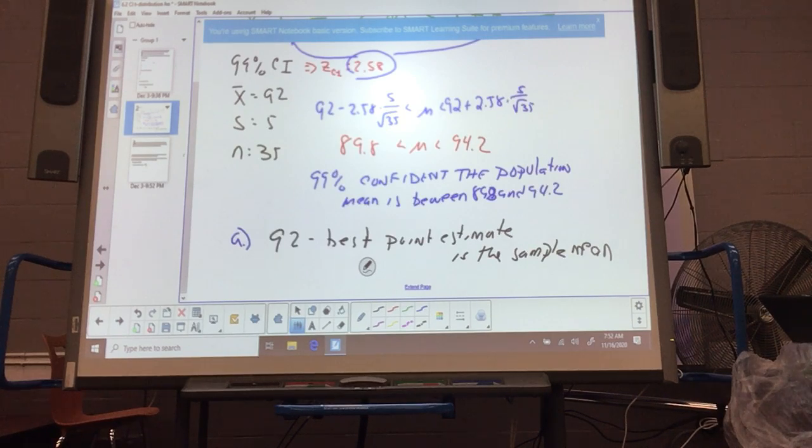Everything on here pretty much is redundant. It's doing the exact same process over and over again. You just change your z-value. Any other questions you have?